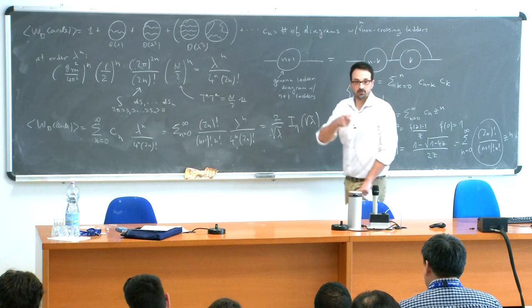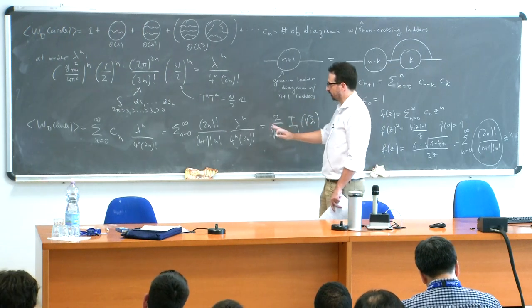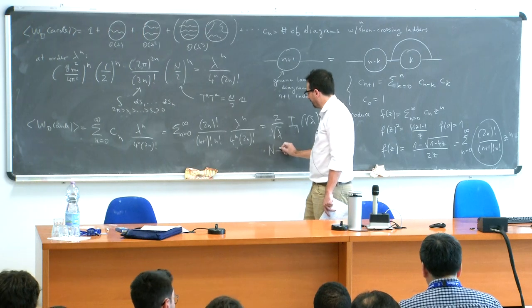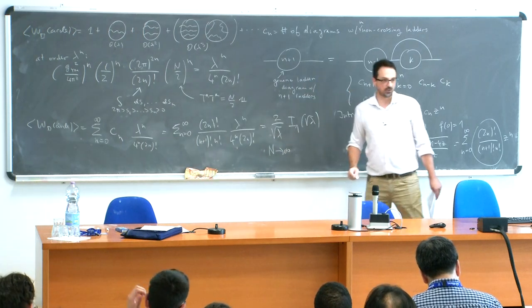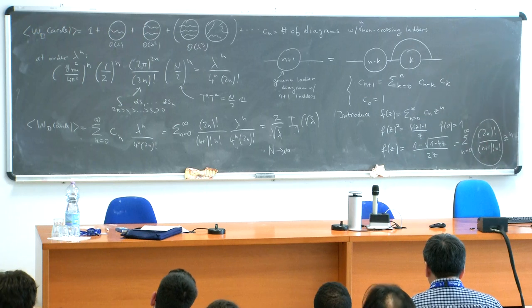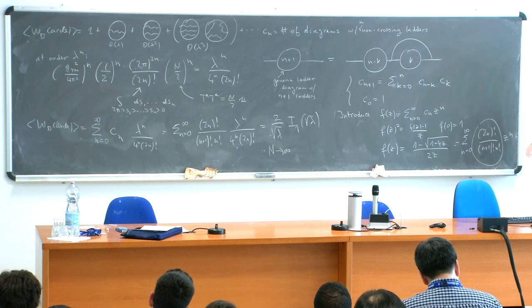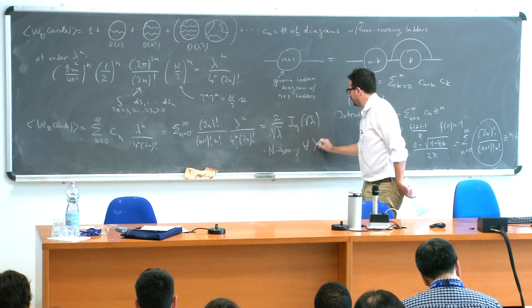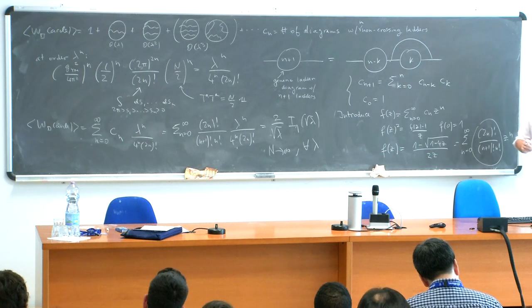And so now let's take stock. Let's remind ourselves, what did we get here? We get a result which was valid for N equal to infinity, because we were only considering non-crossing ladders, but is valid for any value of lambda. So this is exact in lambda.